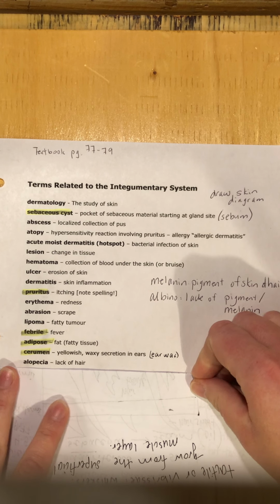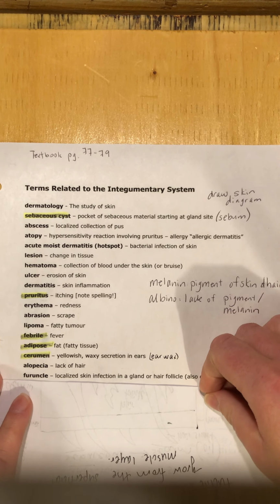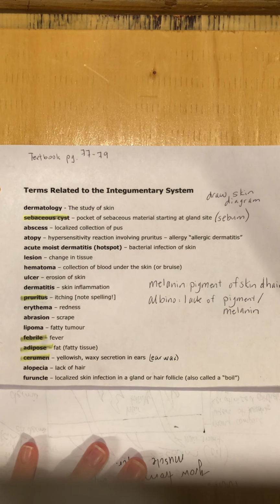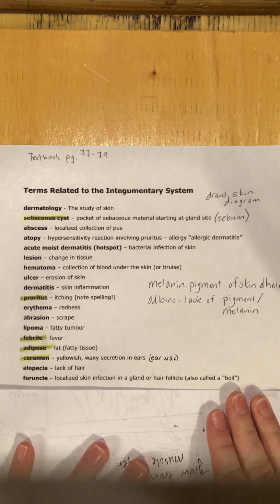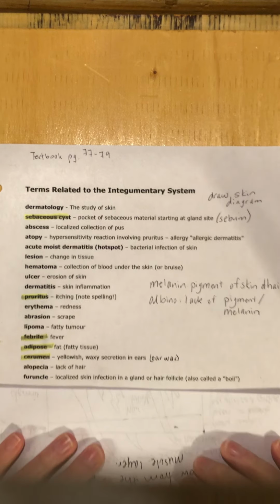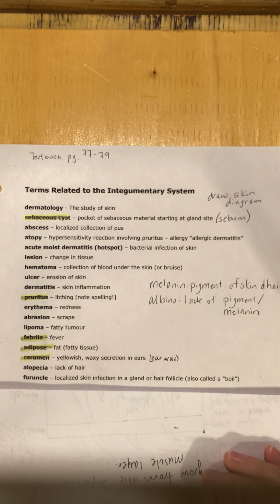Alopecia means a lack of hair or hair loss. And then lastly, a furuncle is a localized skin infection in a gland or a hair follicle. Maybe you've had one, I don't know, but humans will get them and they're commonly called a boil. Okay, so that's everything I wanted to discuss for the integumentary system.